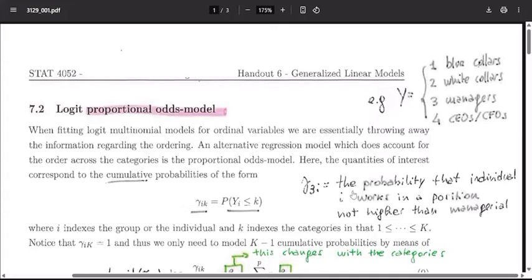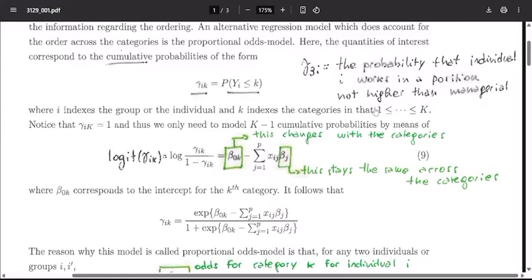So now, based on that, if you take a look at this, I've introduced ordering. In the multinomial, there was nothing like ordering. Take a look at that. I will end up with category 1 less than or equal to category 2, and so on like that.